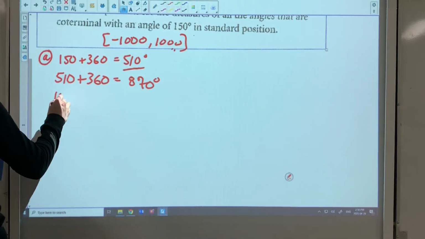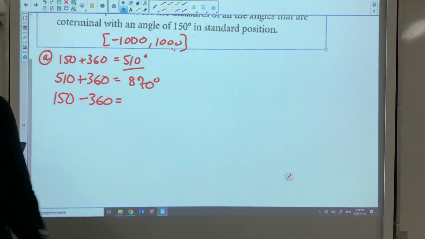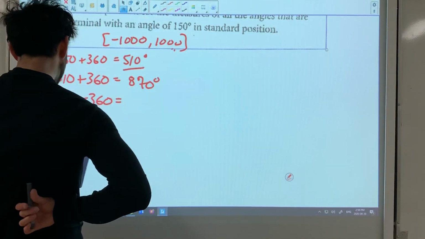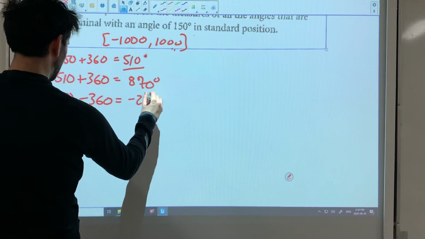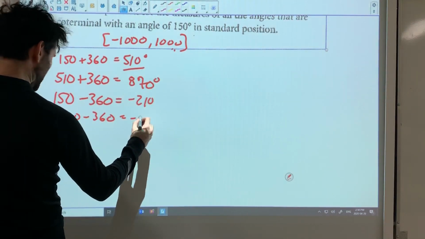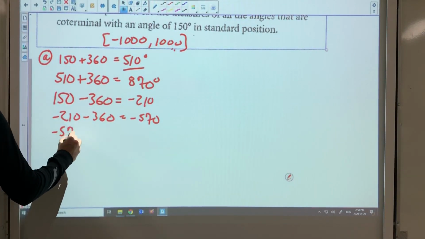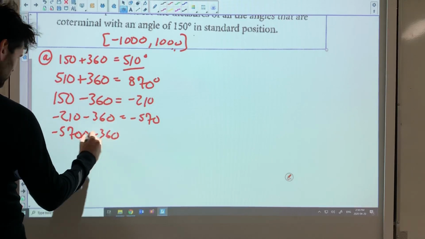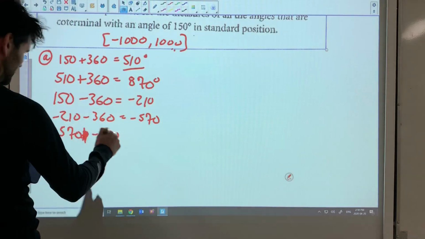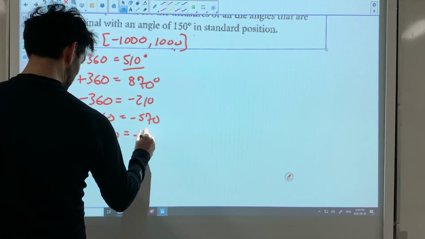So now take 150 and go towards negative 1,000. So subtract 360, and I think you'll get negative 210. Yeah, negative 210. Now take negative 210, subtract 360, you get negative 570. We still haven't hit negative 1,000, so take that. So negative 570, subtract 360, and you get negative 930.